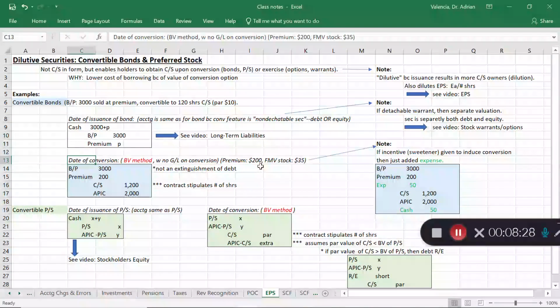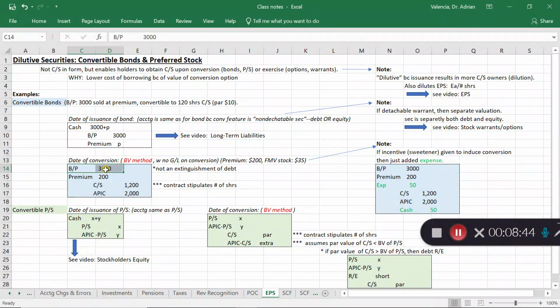Additionally, on that same day that we're going to convert the bond to common stock, the stock is trading at $35 per share. This is the fair market value of that stock. So if we're using the book value method under this scenario, we will simply reverse out the bond payable that's here. We'll reverse out the premium. Remember, I told you it has a balance of $200. And then we will credit common stock for the par value for the number of shares that the contract stipulates.